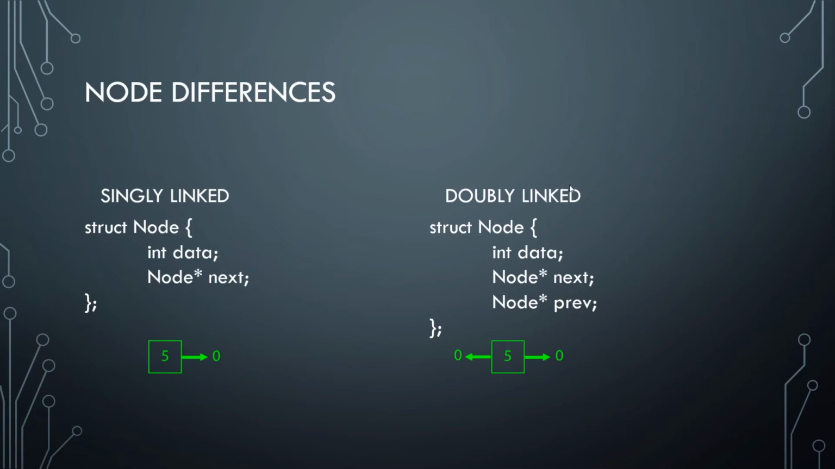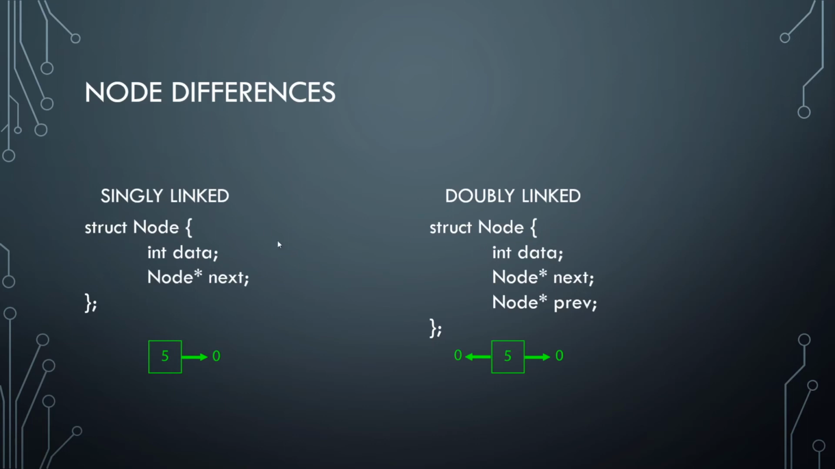Over on the right-hand side, we have a doubly linked list node, and we can see that there's just one small difference between them, and that is that this one contains 2 node pointers. So we not only have a pointer to the next node in the list, we have a pointer to the previous node in the list. This will make it easier to do some things at the cost of some additional memory overhead, right?